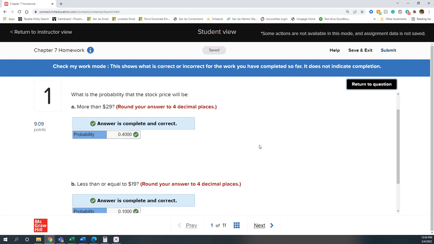And that's really it for question 1. It's just watching out on your maximums and minimums, making sure you put the correct numbers into the formula. So again, 29 replaces our minimum value when we want to find the length for more than. When we're looking at less than, 19 replaces our maximum, so it replaces B in the formula.